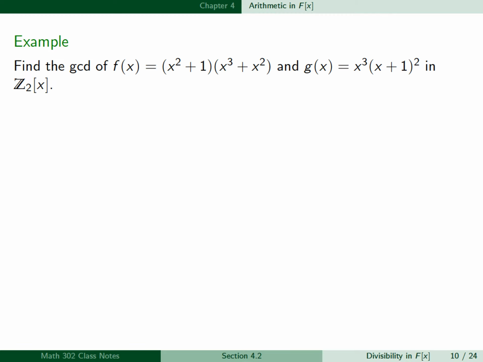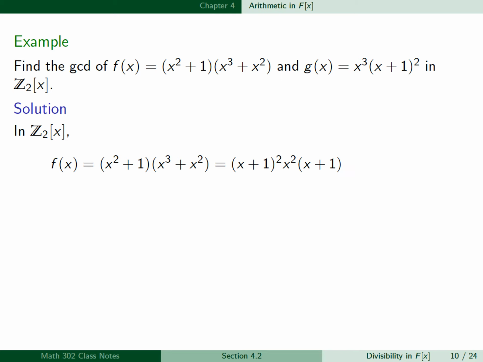For another example, we can find the GCD of f(x) = (x^2 + 1)(x^3 + x^2) and g(x) = x^3(x + 1)^2 in the polynomial ring Z2[x]. Well, first note in Z2[x], f(x), which is (x^2 + 1)(x^3 + x^2), can be factored as (x + 1)^2 times x^2 times (x + 1). So x^2 + 1 in Z2[x] factors as (x + 1)^2. And so this is equal to x^2 times (x + 1)^3.